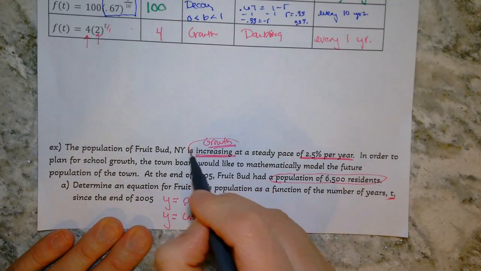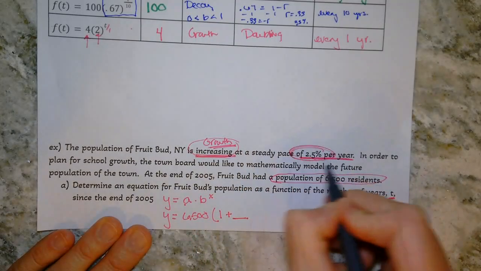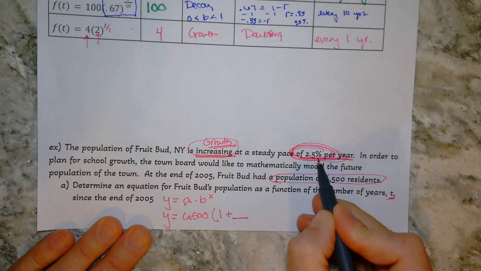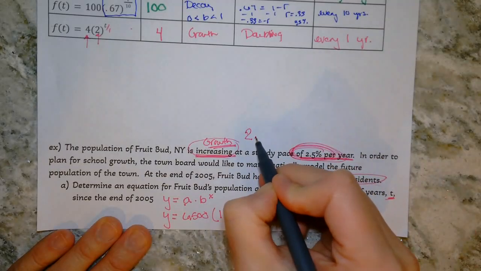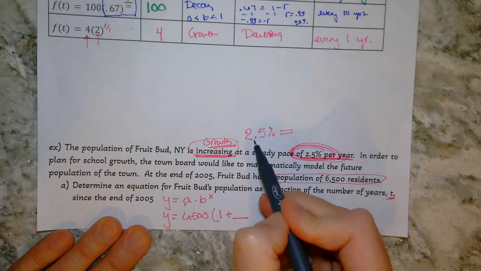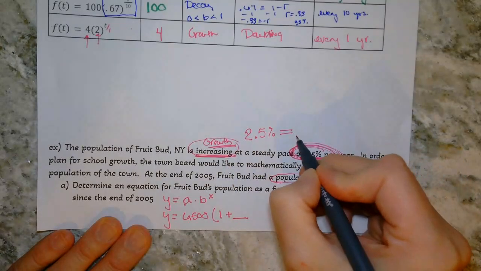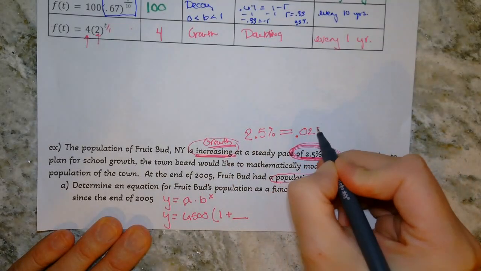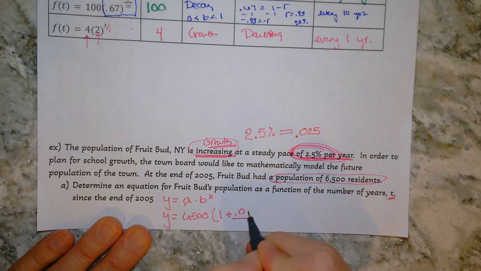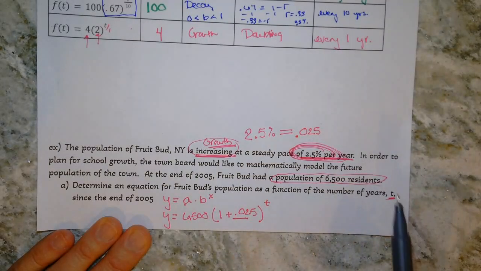Now, we said it's increasing, so we're going to use the growth formula. 1 plus the rate. The rate is 2.5%. Now, we're not putting a percent in, we're putting a rate. So let's make a note. 2.5% equals, we have to move that decimal 2 places to the left. So all of you business people probably do this in your finance classes. 0.025. So plus 0.025 to the t.